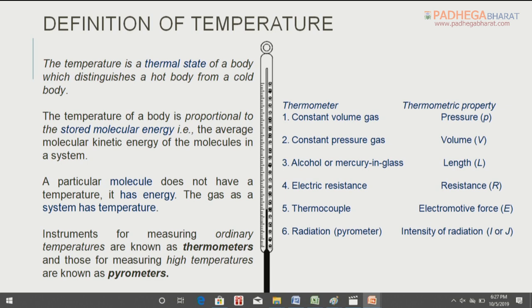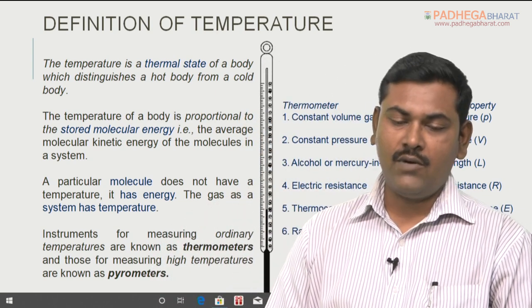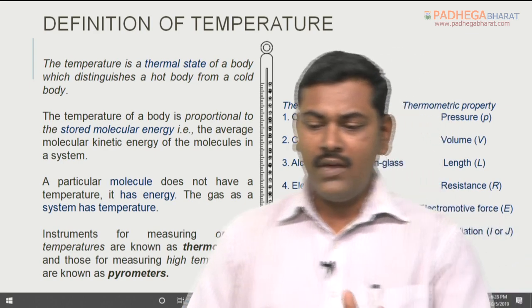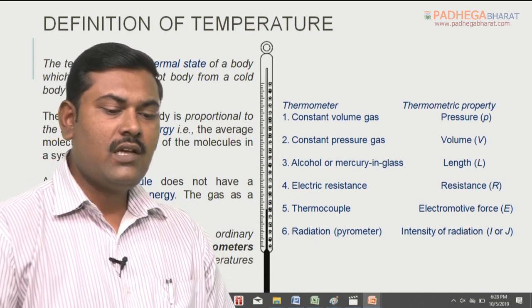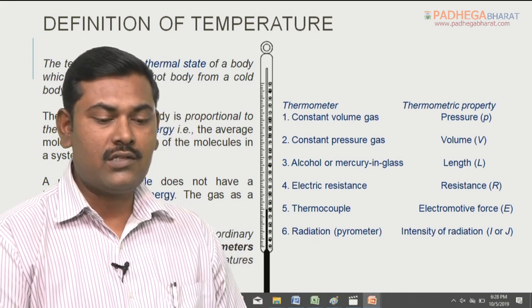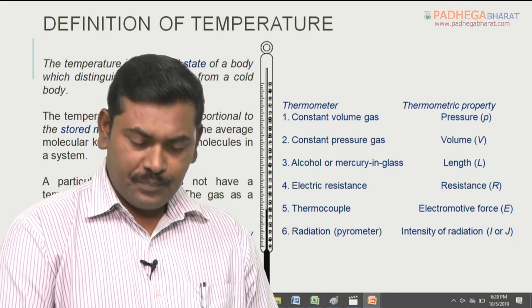The instruments like thermometers are used to measure the heat energy and calibrate it into specific units. The instruments for measuring ordinary temperatures are called thermometers, and those used for measuring higher temperatures are known as pyrometers. Here we can see several types of thermometers using different thermometric properties. For example, if I use the concept of a constant volume gas thermometer, then the thermometric property would be the pressure P. If I use constant pressure, then the thermometric property would be volume V.